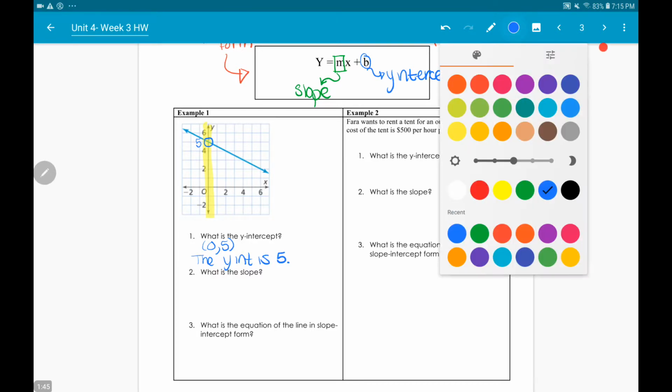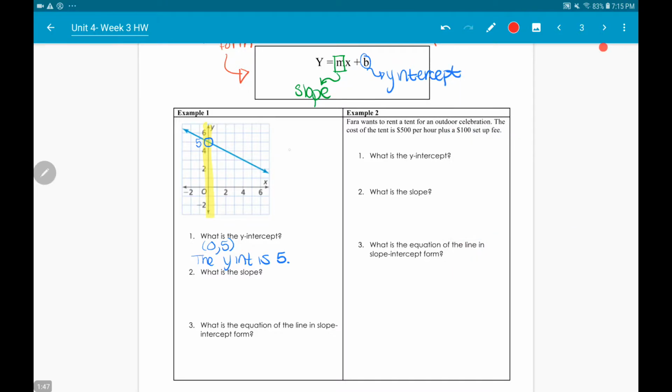The slope. Let's remember how to find slope. When we find slope, we need to set up a little table and we need to pick 2 points. So I'm going to stick with our y-intercept since we already found that coordinate. And I'm going to pick this coordinate also. So that coordinate is going to be (4, 3). Remember, our x value goes first, then our y.